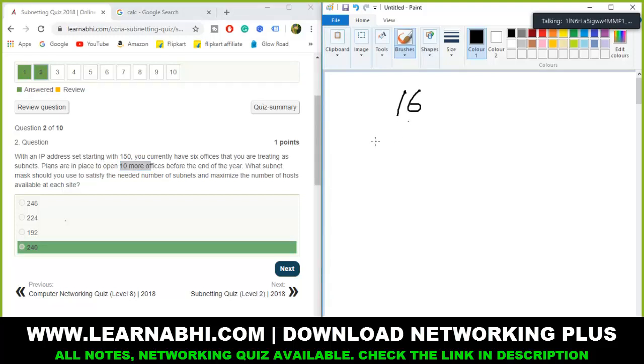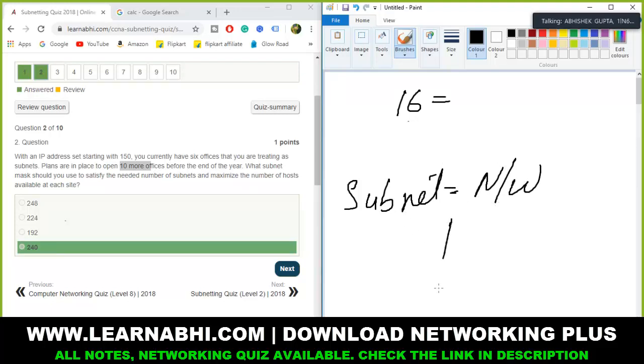16 networks means 16 routers? No. 16 networks means 16 subnets. 16 subnets means 16 offices. For example, you have 16 offices, so we are creating 16 subnets. Subnets or networks, it is the same. Each office is one subnet.